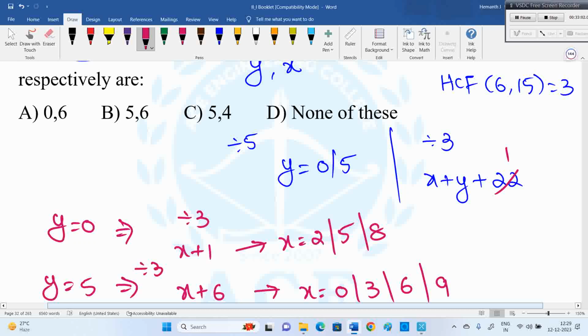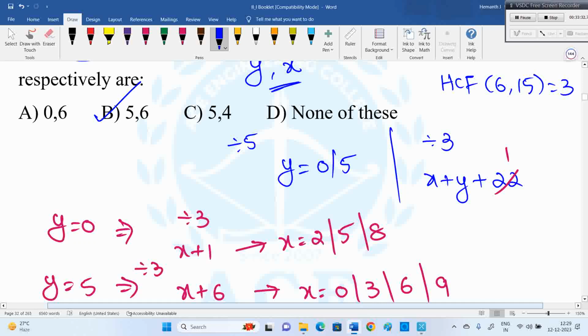So now these combinations I have to try. Means my options 0 and 2 not available. 0 and 5 not available. 0 and 8 not available. Our other option should be 5 comma 0. 5 comma 0 not there. 5 comma 3 not there. 5 comma 6 is there, option B. In fact, in the question you can directly substitute x and y, and check whether it is divisible by 3. But this is the combination you can try.